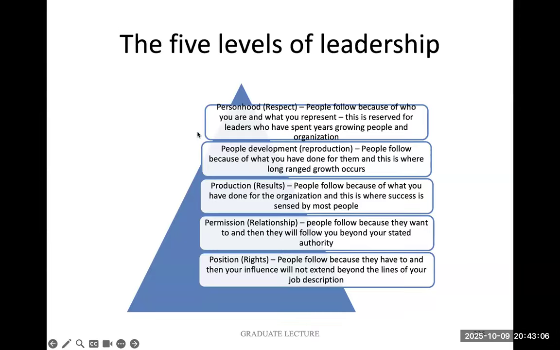Yes, sir. I just want to know, is this a continuum? Is this like a step, or are they disconnected? Can one just be a relational leader and not be a positional leader? Is it a continuum that one has to climb, or are they disconnected from one another?